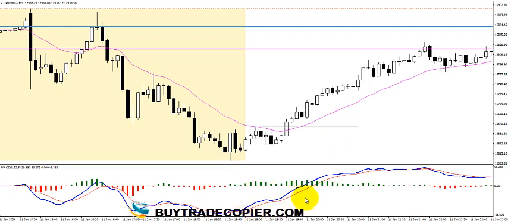The indicator, in my opinion, this is how I use it. Every trader is going to manipulate this indicator into doing what seems best for them, however it fits into their trading style. But what I'm doing is I'm using it as a momentum indicator.